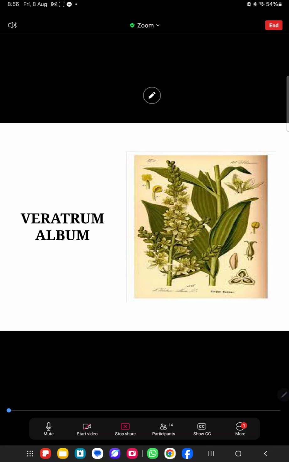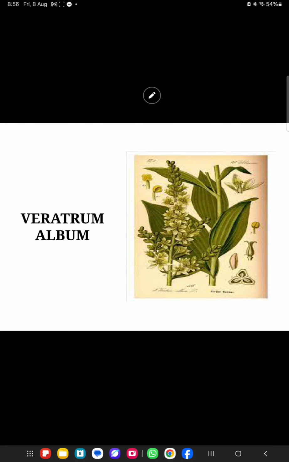This medicine has a violent mania. Why is there a violent mania? Because of cerebral congestion. We find in Veratrum album an outburst of violent mania like Belladonna. What will the patient do? He will try to tear the clothes. He will try to destroy things.